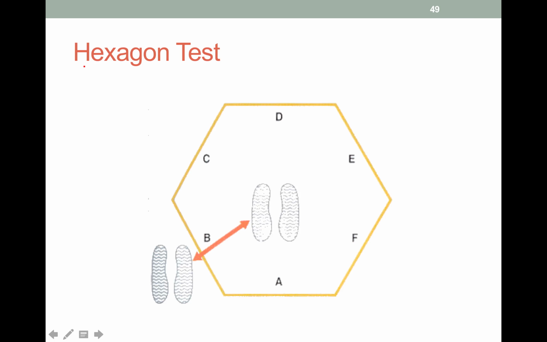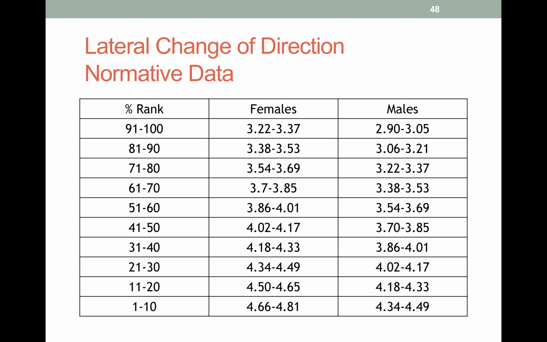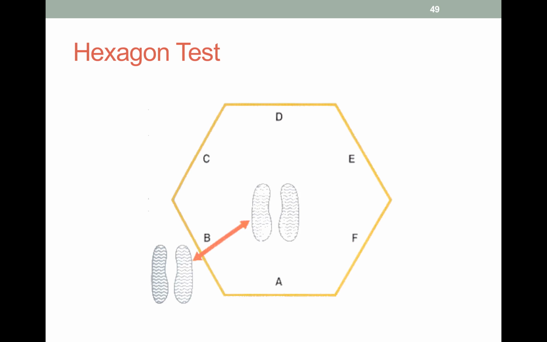Of course, you can compare back to yourself too. So you could do these sorts of tests before a training program, after a training program, and see improvements, see what's working. Now here's another variation, the hexagon test.